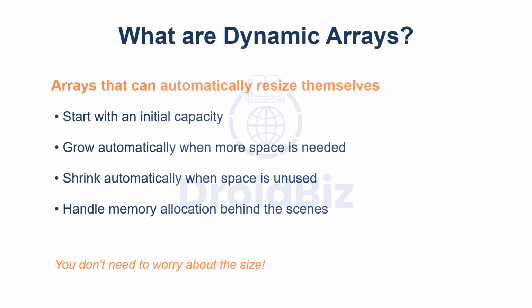So, what exactly are dynamic arrays? Simply put, dynamic arrays are arrays that can automatically resize themselves as needed. Let me explain how they work. Dynamic arrays start with an initial capacity, which is a small amount of memory allocated at the beginning. When you add more elements and run out of space, the dynamic array grows automatically to accommodate the new data. Similarly, when you remove elements and have unused space, the array can shrink automatically to save memory.